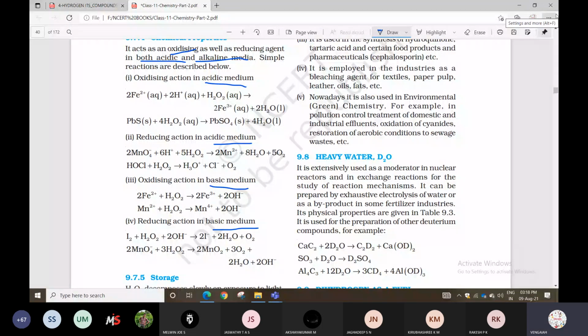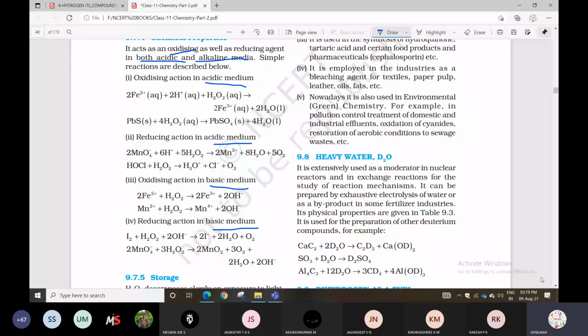Reducing action in acidic medium condition: MnO4- plus 6H+ and 5 H2O2 molecules will be there, and you can get the reaction. At the same time you can check it also. Oxidizing action in basic medium condition: Fe2+ plus water condition, you can get Fe3+ plus OH- ion. Mn2+ plus H2O2 can get Mn4+ plus 2 OH- ions, simply given.